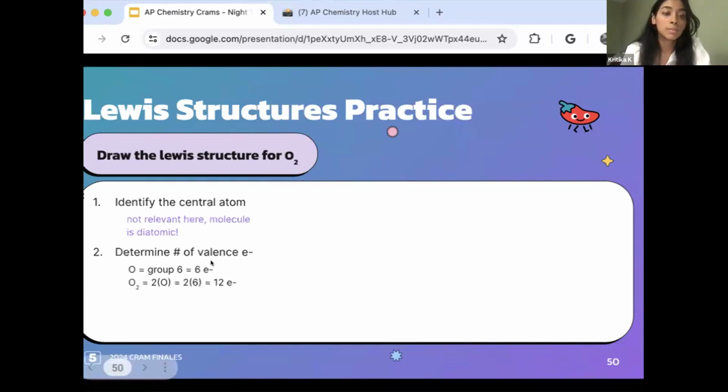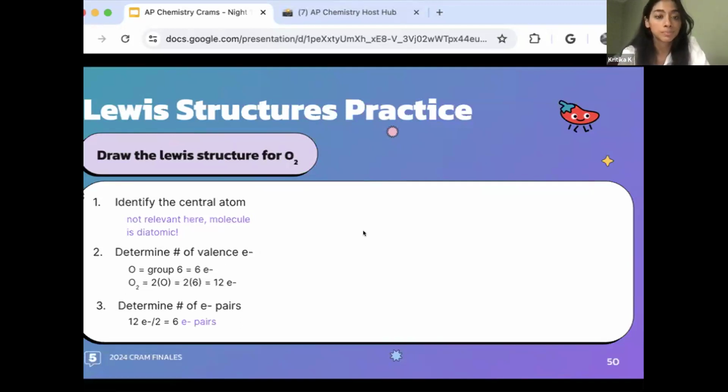Next, you determine the number of valence electrons. Once again, this is based off the periodic table. Oxygen is group 6, which means it has 6 valence electrons, and O2 is just 2 oxygens, so you multiply by 2. In O2, the diatomic molecule, you will have 12 valence electrons. Next, you determine the number of electron pairs. If you divide 12 by 2, we end up with 6 electron pairs total.